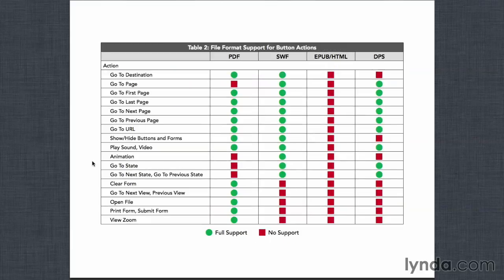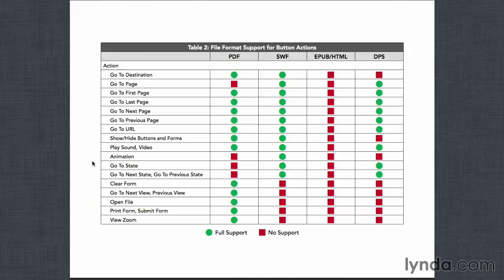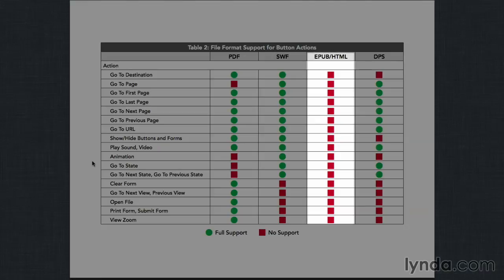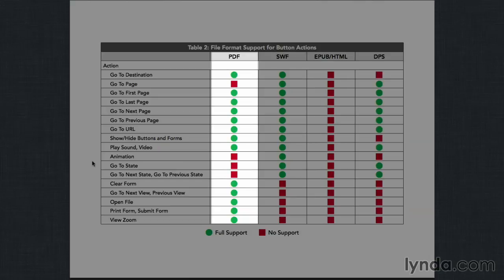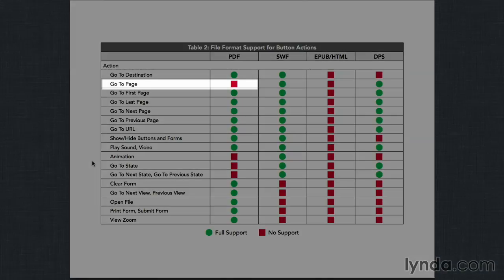Here we have the same file formats, and on the left are all the possible actions you can attach to a button. Again, you'll notice that none of these work in EPUB and HTML. The greatest support for buttons is in interactive PDF, where almost all actions work. But the exceptions are some important ones. You can't click a button to go to a specific page in an interactive PDF. Instead, you might create a specific destination on the page where the button can take you. Also notice that multi-state object actions are not supported in PDF.